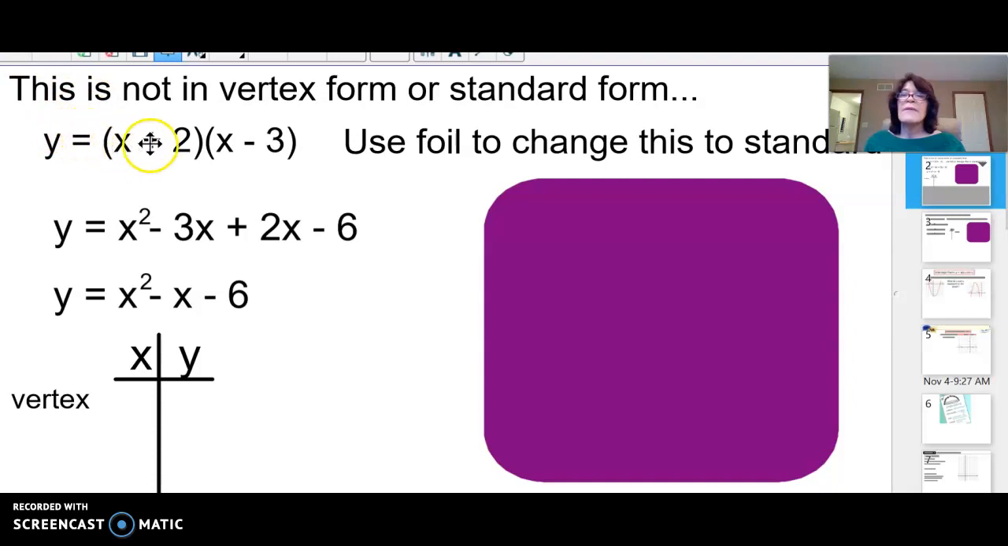Okay, so let's look at this equation. y equals (x plus 2) times (x minus 3). That's not in vertex form or standard form. I don't know what to do with something given to me in this form.